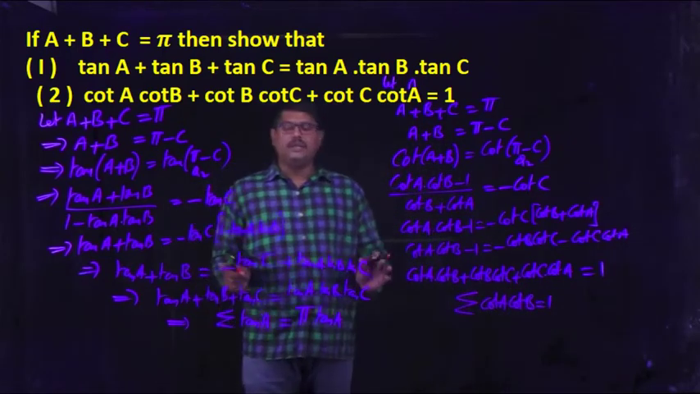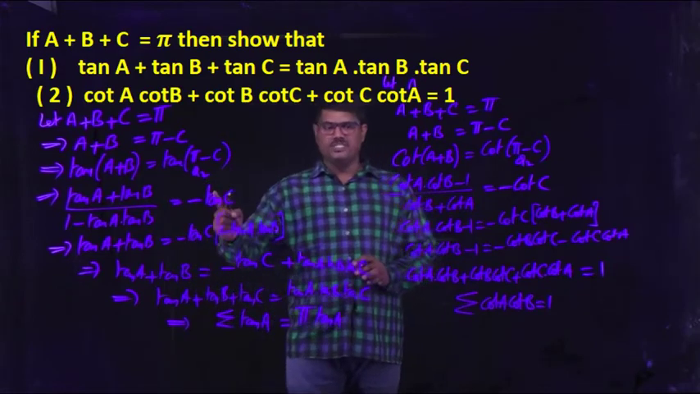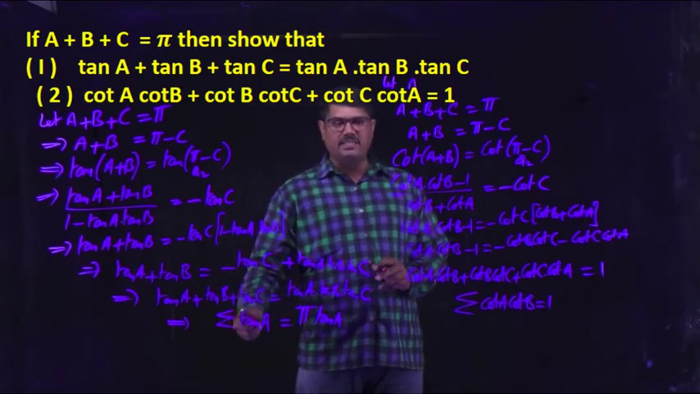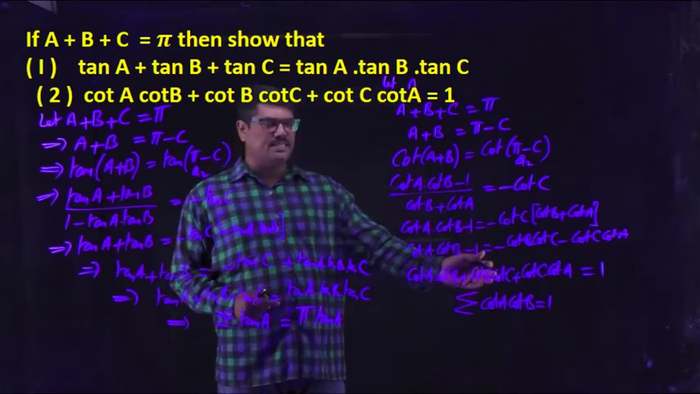So finally, in short notation, remember this one like this: A plus B plus C is equal to pi, then sigma tan A is equal to product tan A, and sigma cot A cot B value is equal to 1.